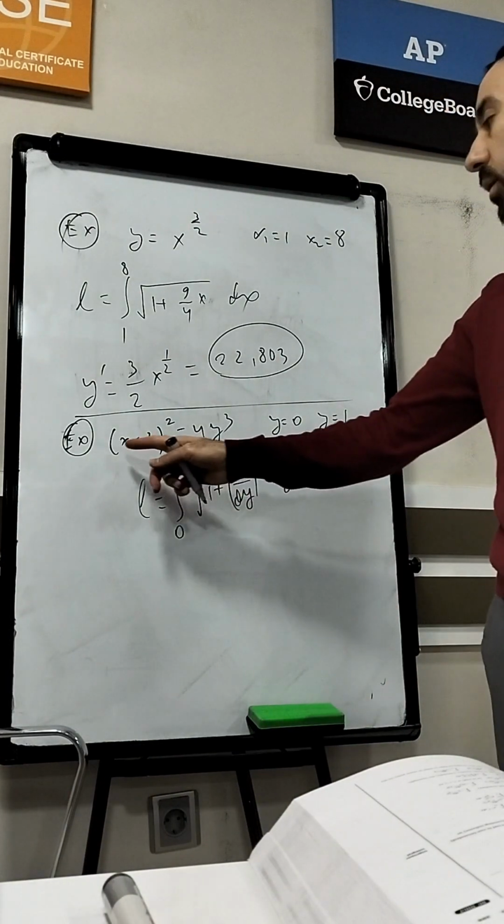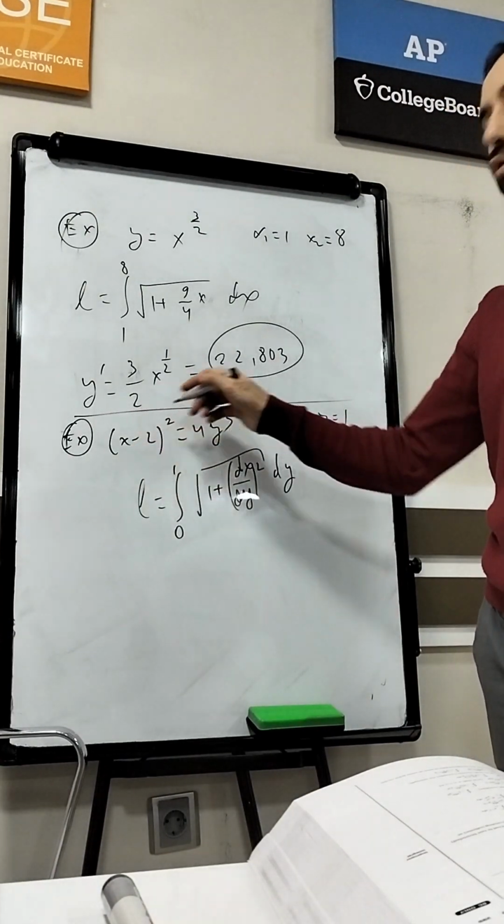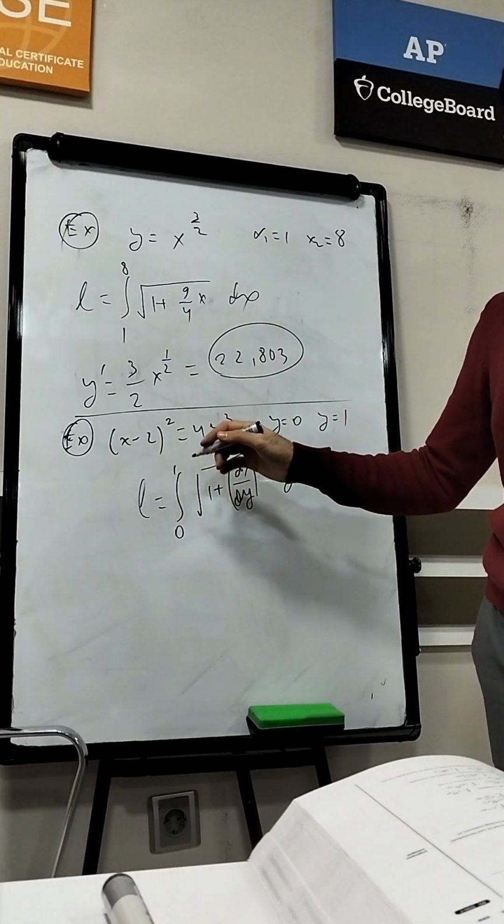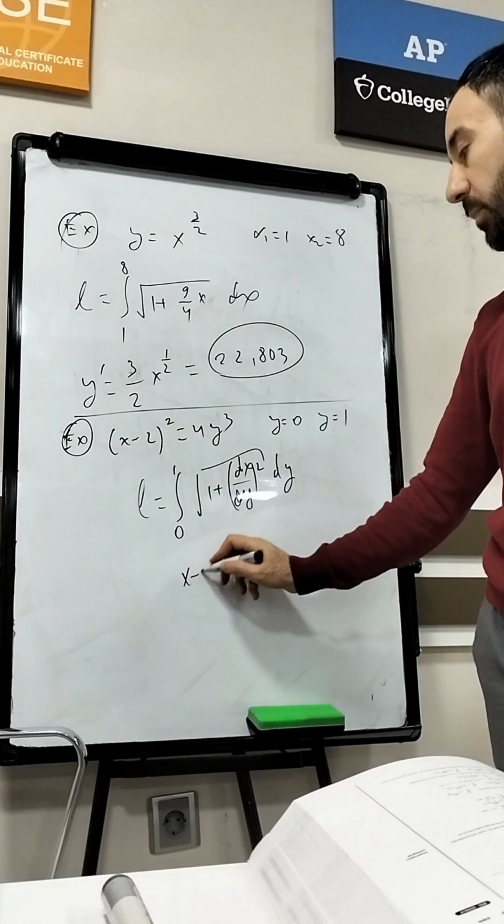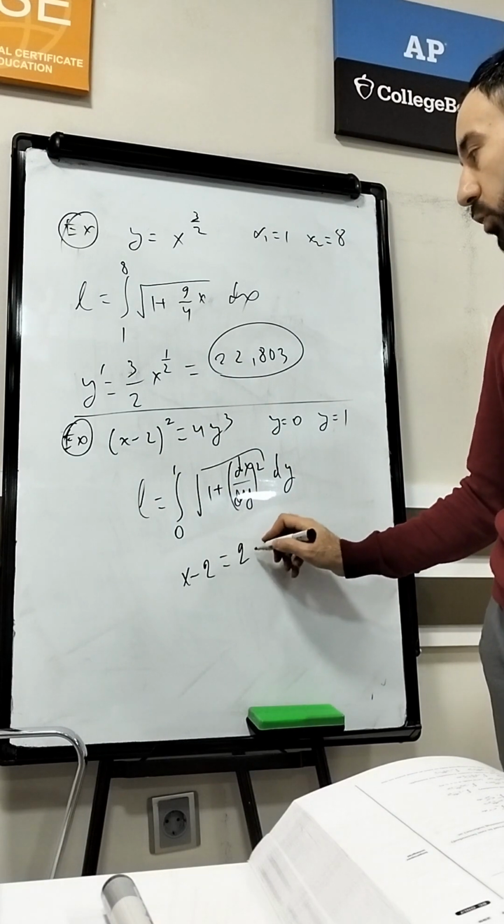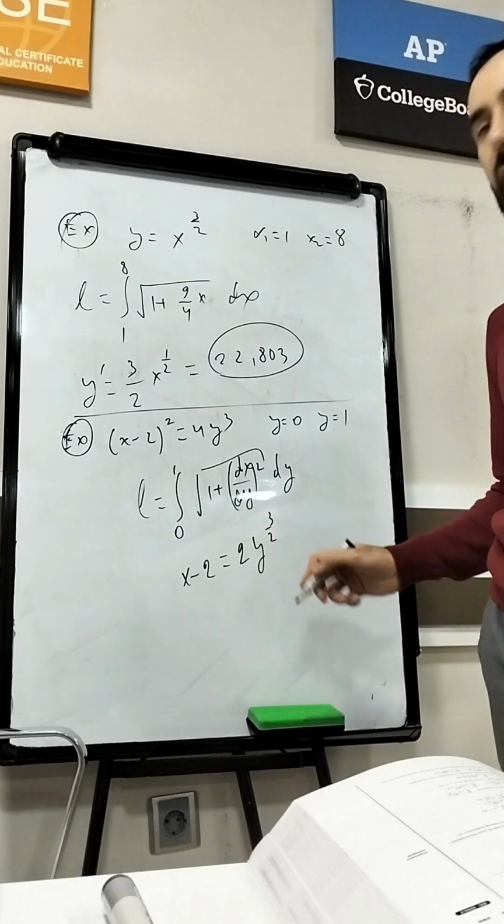First, we find the root of both sides. X minus 2 we get, right? 2 times y power 3 over 2, am I right? Yes.